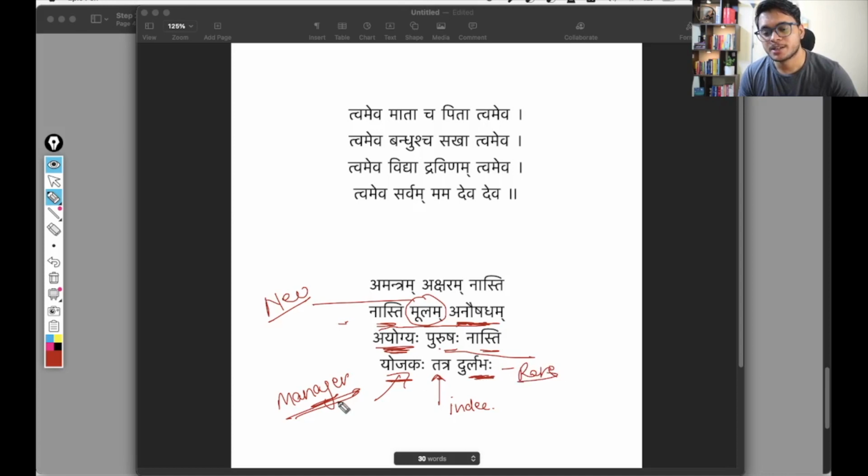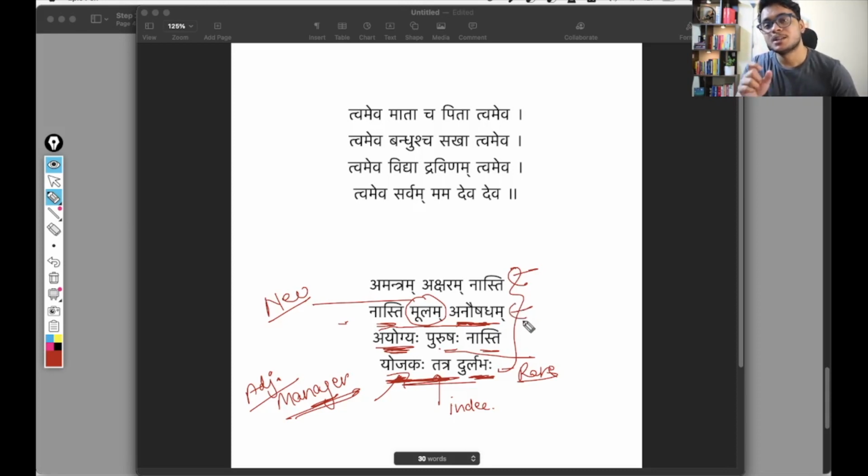And Durlabha here is acting as an adjective. Right? This Durlabha is an adjective to this noun, manager. And Tatra, indeclinable, Tatra means there. The translation of this line means, if we come from the top, there is not a single letter that is not capable of turning into a complete mantra.